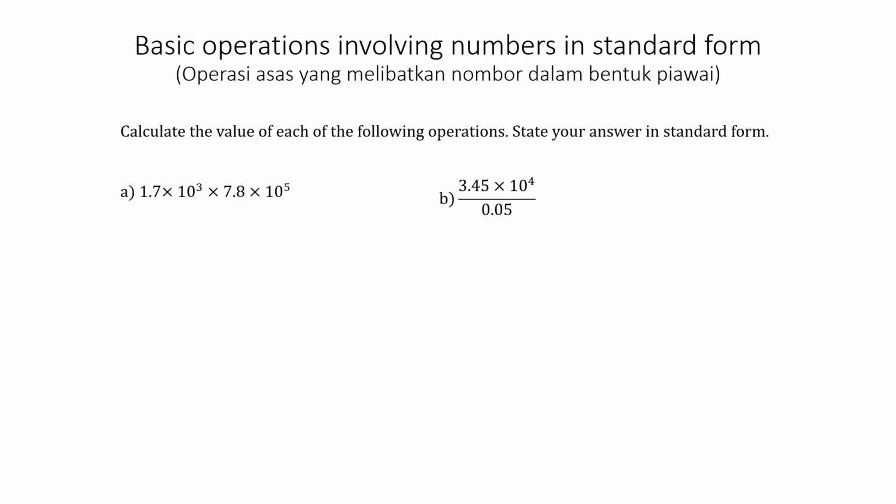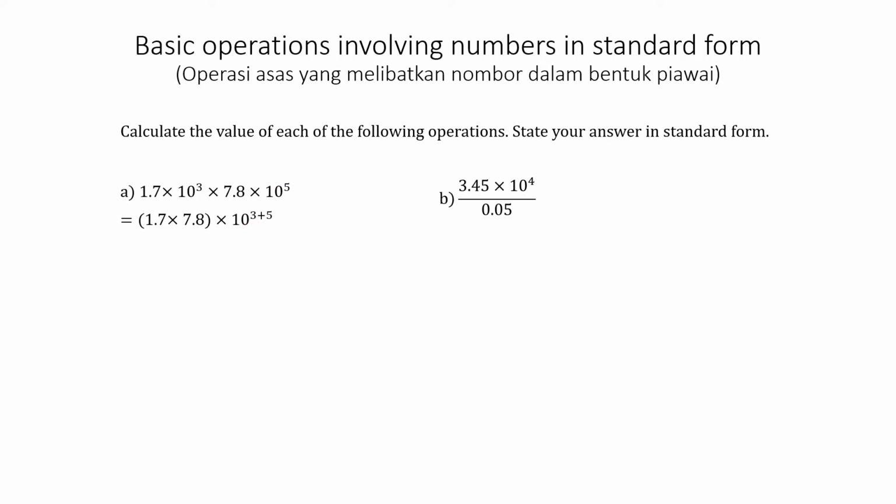For multiplication and division, you can use the laws of indices to solve it. So for question A, first you need to group the numbers together. And you group the numbers together, meaning that is this number, 1.7 times 7.8. And for multiplication of index numbers with the same base, you can actually add up their power. So 3 plus 5.